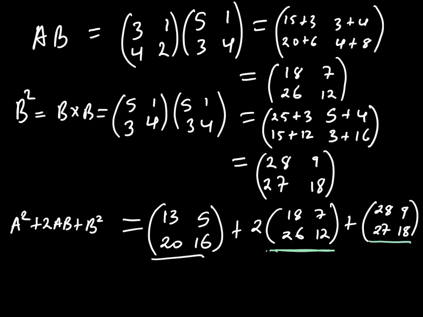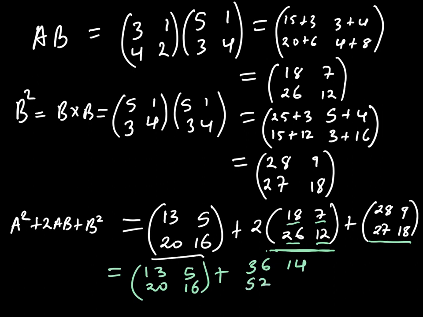Remember, when you're multiplying a matrix by a scalar, each entry has to be multiplied by that scalar. So this will multiply by 2, this will multiply by 2, this will multiply by 2, this will multiply by 2. So here we have 13, 5, 20, 8. 2 by 18 is 36. 2 by 7 is 14. 2 by 26 is 52. Then 24. Then plus 28, 9, 27, and 19.